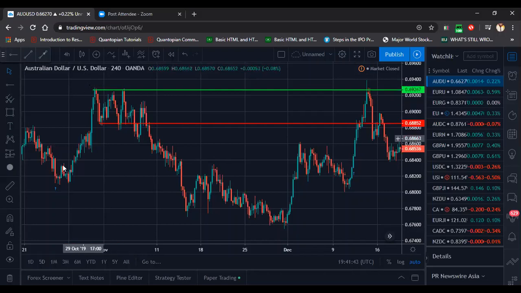Do you get it? So price was coming up, up, up. Under normal circumstances, it should go beyond this level, but price was not able to go beyond that level.